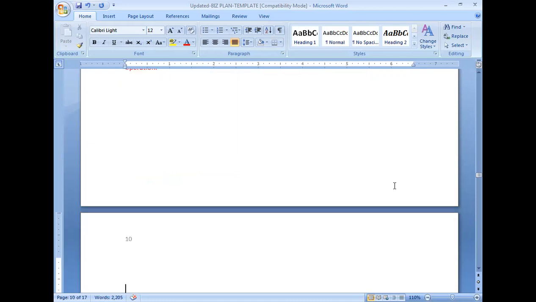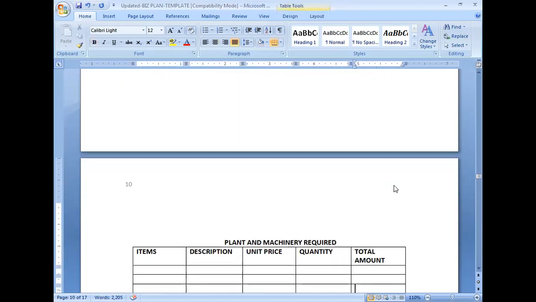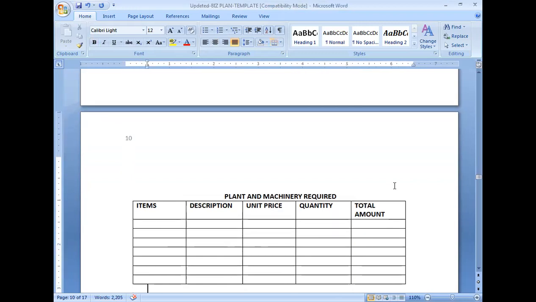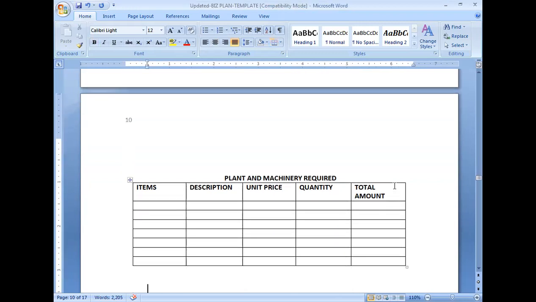Capital equipment required. You need to list all the machines and capital equipment for your service. For example, somebody is into cassava processing, you are going to need a cassava grater. What is it used for? Grating of cassava. How much is one? Let's say 800,000 naira. How many do you need? For a start, you can say one. So total amount, what would that cost? Price times quantity will give you the total amount.